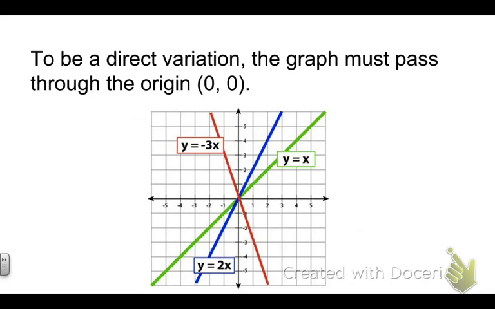Y equals negative 3 times x, y equals x. Remember, 1 is being multiplied by x, and y equals 2x. It could be a fraction as well, but just as long as it's a number multiplied by x. Nothing is being added, nothing is being subtracted.